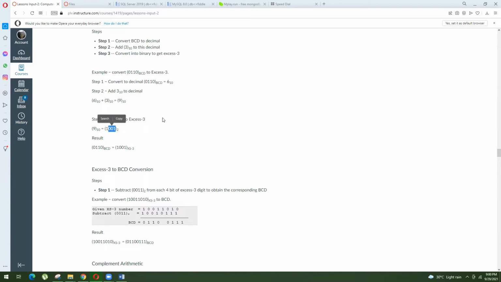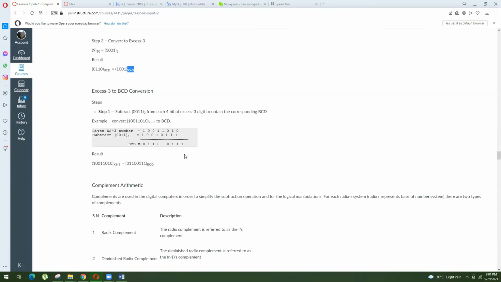So decimal to binary. How do we do that? We divide it by 2. So this will be the result. Okay. And then just replace the base into XS3. How about XS3 to BCD?